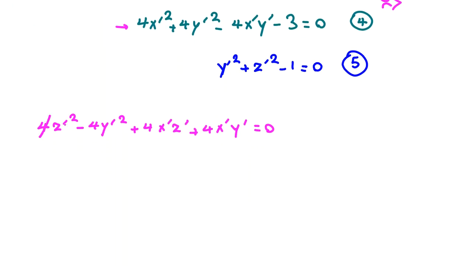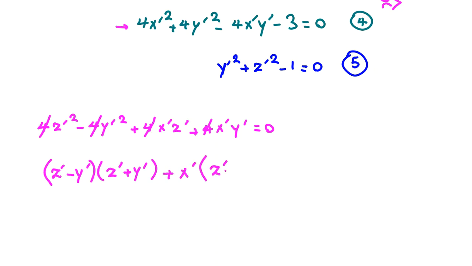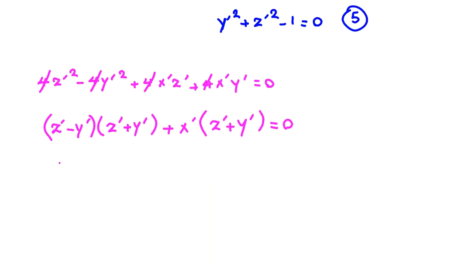Now here, I can divide both sides by 4, and now I want to simplify. It will be (z prime minus y prime)(z prime plus y prime) plus x prime (z prime plus y prime) equal to 0. And now I factor out z prime plus y prime: (z prime plus y prime) times (x prime plus z prime minus y prime) equals 0. So the first one is 0 or the second one.